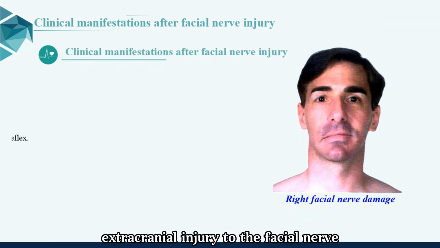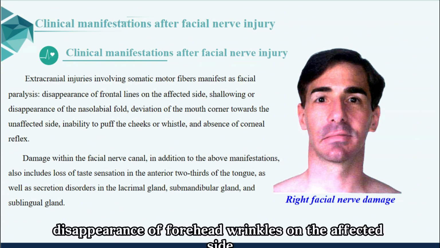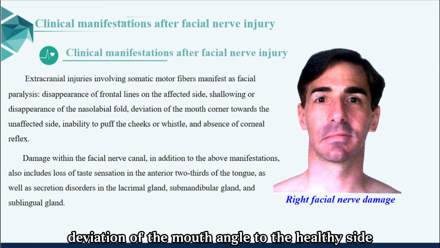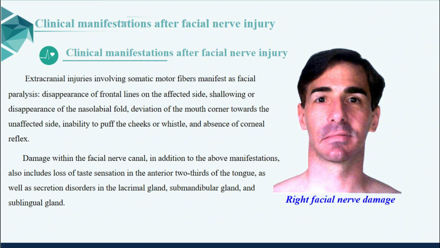Extracranial injury to the facial nerve, affecting the somatic motor fibers, manifests as facial muscle paralysis, disappearance of forehead wrinkles on the affected side, flattening or disappearance of the nasolabial fold, deviation of the mouth angle to the healthy side, inability to puff the cheeks or whistle, and absence of a corneal reflex.